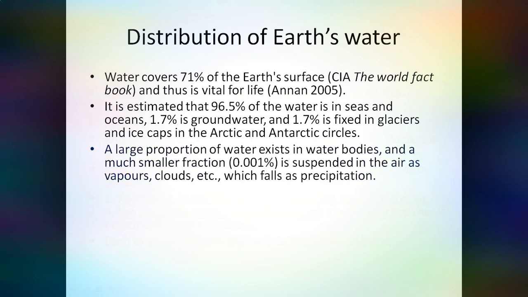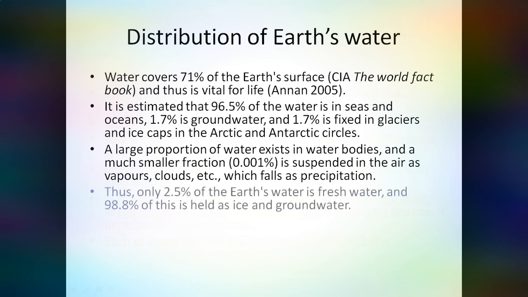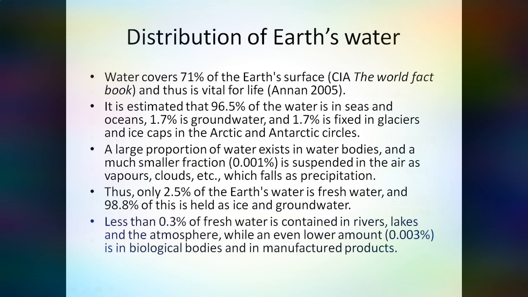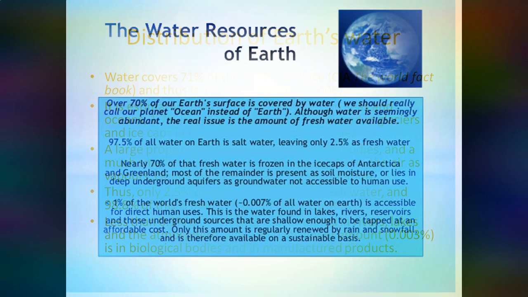A large proportion of water exists in water bodies and a much smaller fraction is suspended in the air as vapors, clouds, etc., which falls as precipitation. Thus, only 2.5% of the Earth's water is fresh water, and 98.8% of this is held as ice and groundwater. Less than 0.3% of fresh water is contained in rivers, lakes, and the atmosphere, while an even lower amount is in biological bodies and in manufactured products.